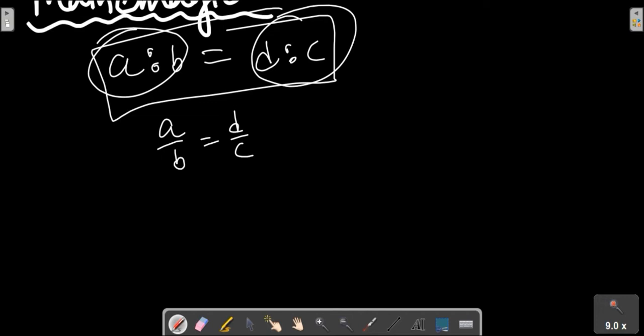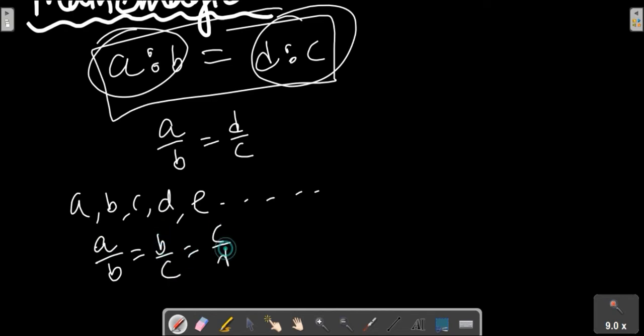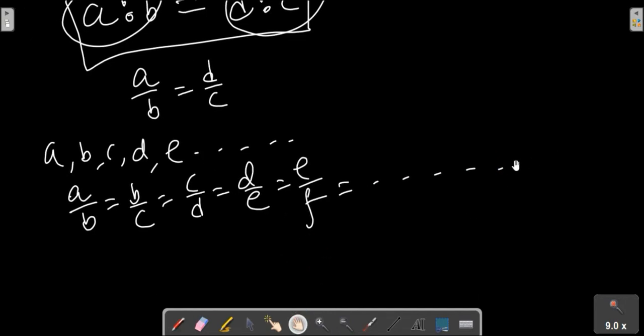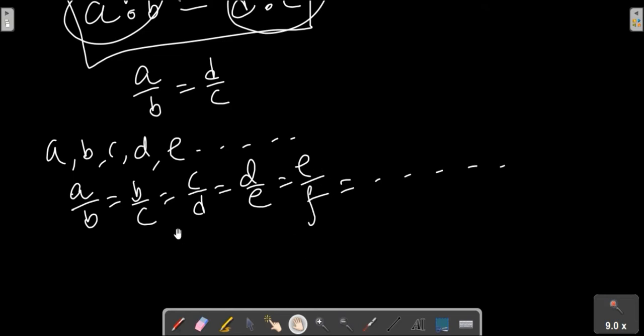Now suppose all the alphabets are in continued proportion, like A, B, C, D, E and so on. So this proportion will look like A by B is equal to B by C is equal to C by D is equal to D by E is equal to E by F is equal to, and so on. It would end on Z, but suppose there are infinite numbers like A1, A2, A3, A4, this way. Then this continued proportion will go on and on.